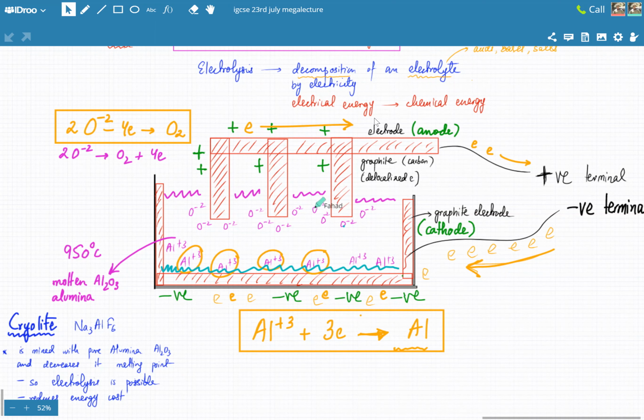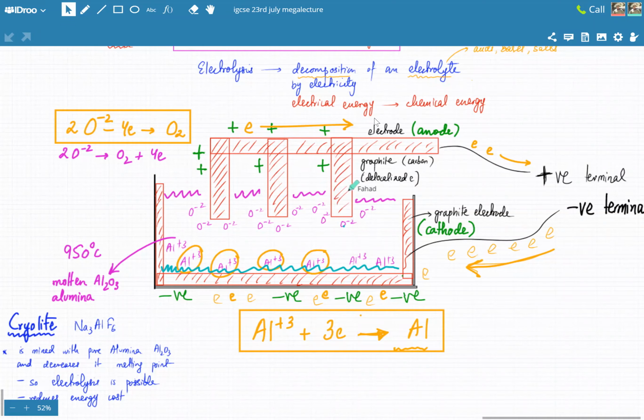On the other side, you had O2- ions. O2- ions were attracted to the positive terminal. What was the purpose of the positive terminal of the battery? Its role is that it pulls the electrons. It's trying to gain electrons. So where would it gain those electrons from? The only ion that's present over here is the O2- ion.